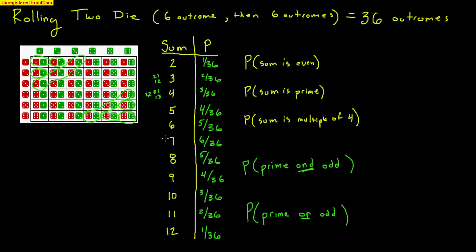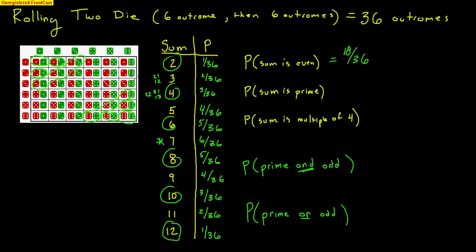So a 7 is the most common sum that you could have when you roll 2 die. If you add all these up, it does add up to 36 out of 36, or 1, which shows that one of my rules is true. And let's talk about a couple events here. The event that the sum is even. Well, that would be a 2, 4, 6, 8, 10, 12. So if I add those up, that'd be 1, 3, 5, 5, 3, 1. That adds up to 18 out of 36 ways that I can get a sum that's even.